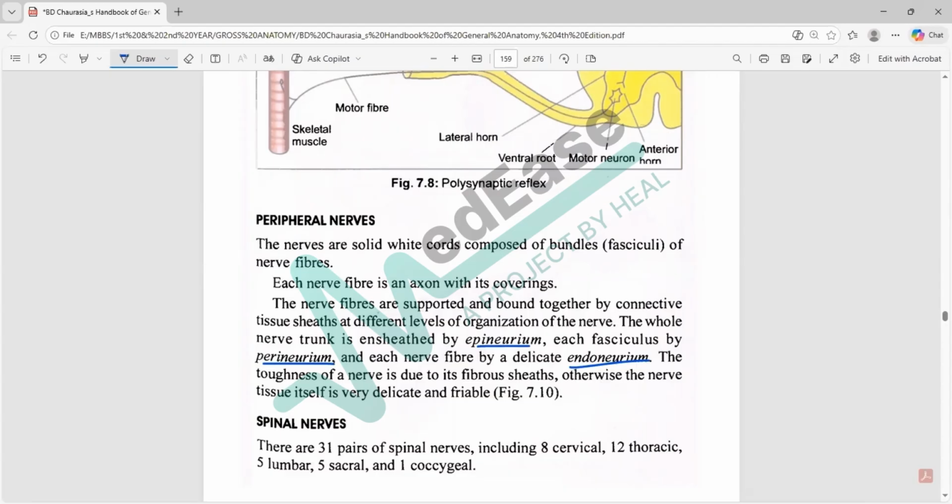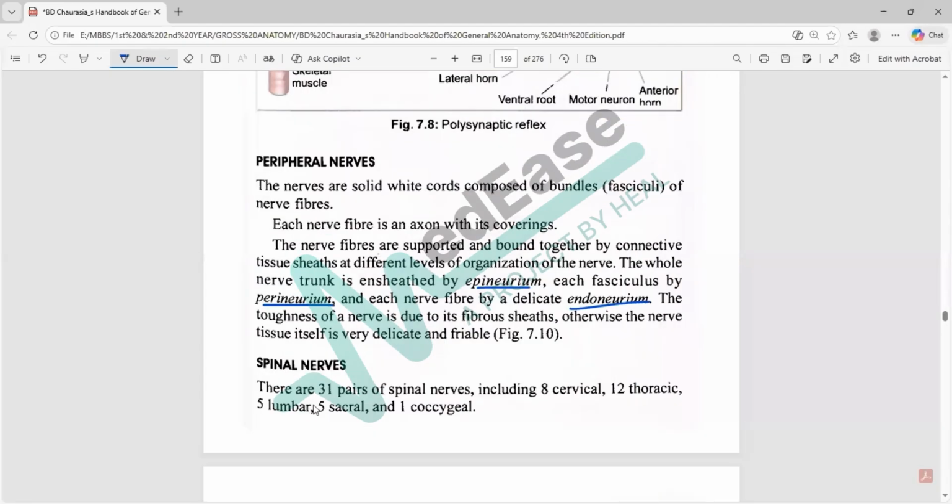Remember, there are a total of 31 pairs of spinal nerves, present on the right as well as on the left. This includes 8 cervical, 12 thoracic, 5 lumbar, 5 sacral, and 1 coccygeal division each.